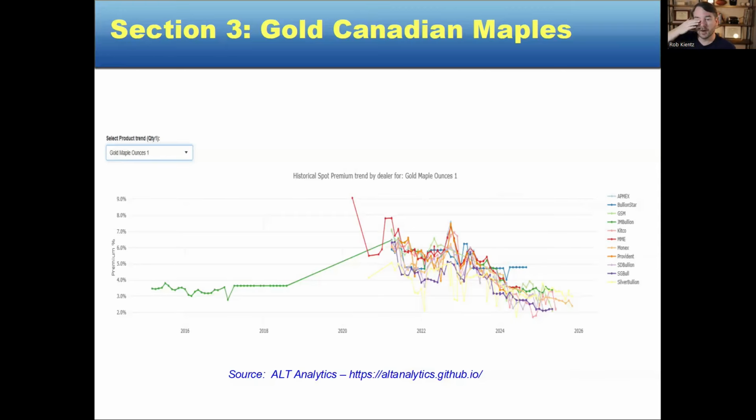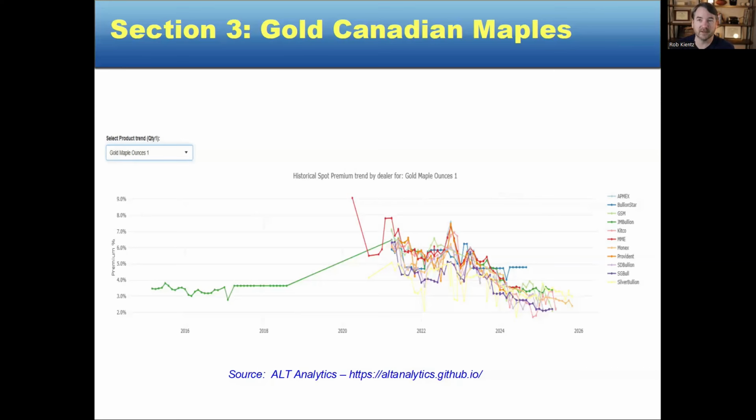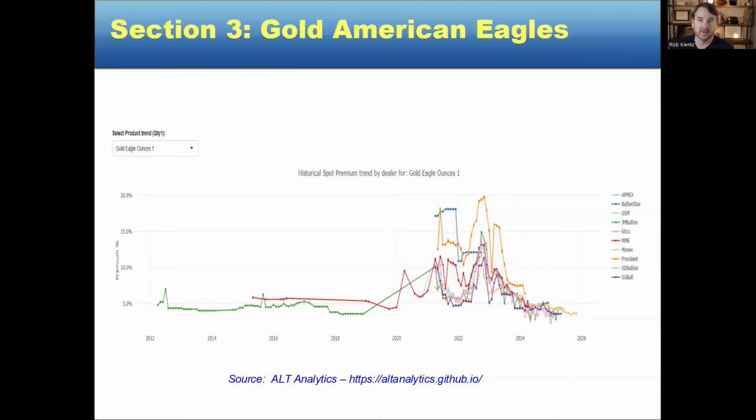All right, these are the gold bar ounces. They went up to a 5 to 7% spike after the pandemic. Again, it's not the 7 to 9% of the maples or the 15 to 20% of the eagles.